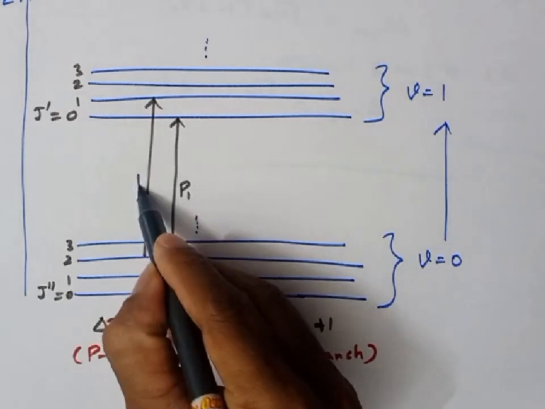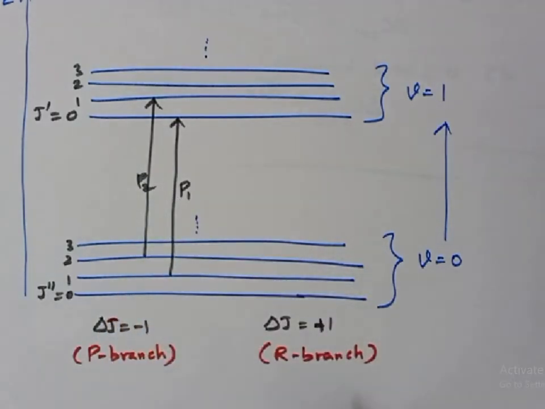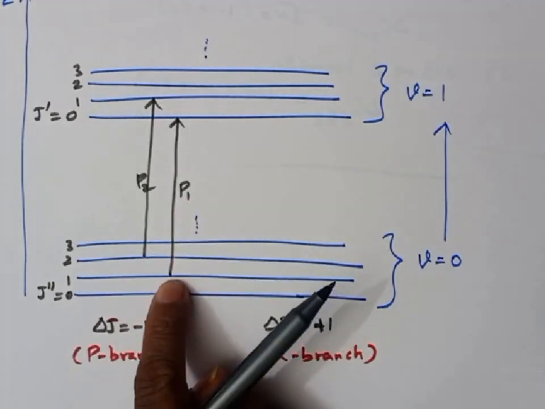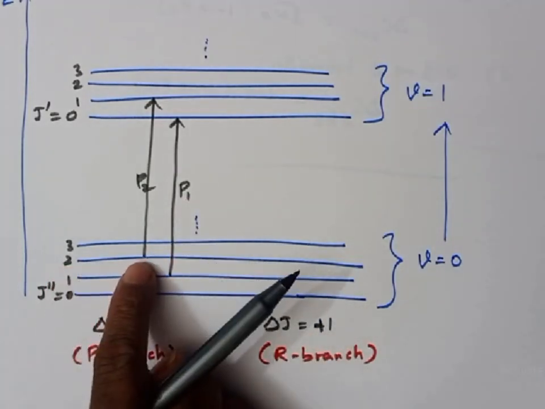So 1 minus 2 is minus 1. So this is also a P branch line. I'll represent this as P2, the second P branch line, because the first P branch line starts from 1, and the second P branch line starts from 2.